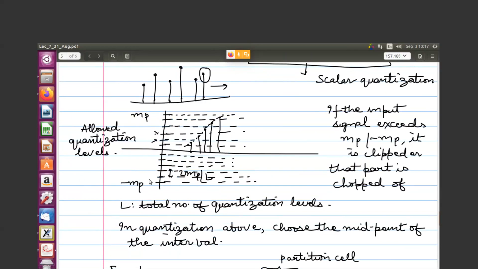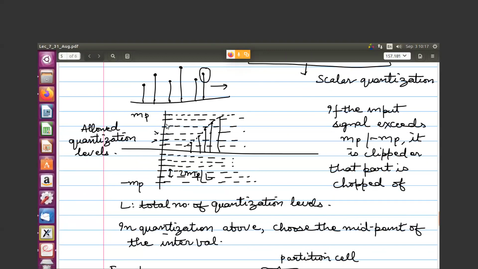Let us say you send a discrete value inside, so it will check in which interval it lies. These intervals are denoted by these dotted lines. Suppose your sample lies in this interval. This value will now be replaced with the midpoint of this interval. So this is what is done in quantization.